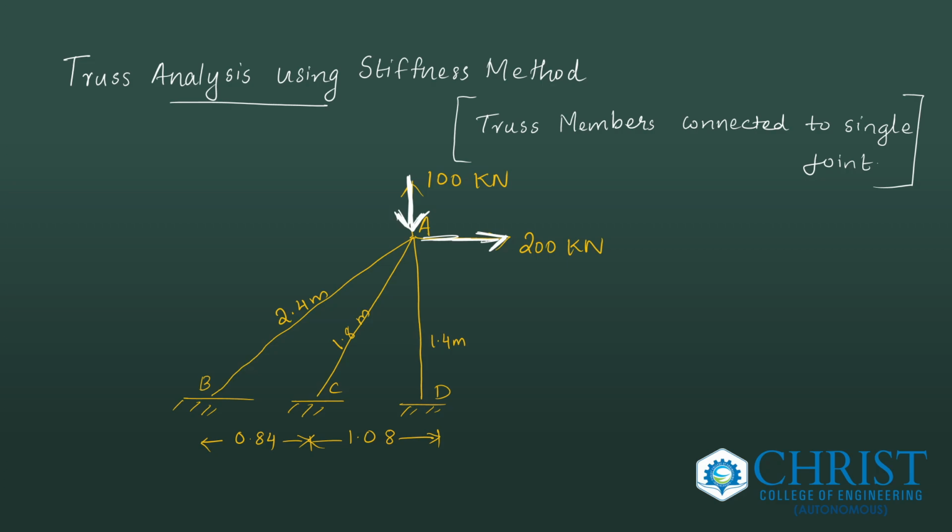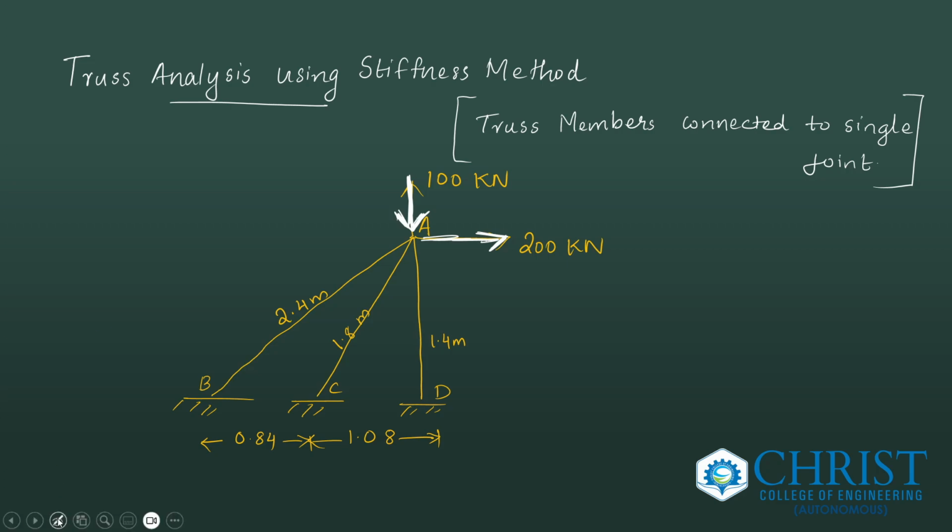So this is a special case of a question in which there is a shortcut method to solve this problem. The truss members are connected to a single joint. Only for those problems we can solve using this case. That is, there is a special shortcut to find the displacement transformation matrix. Okay, so let's see. Our first step is identifying the degrees of freedom.